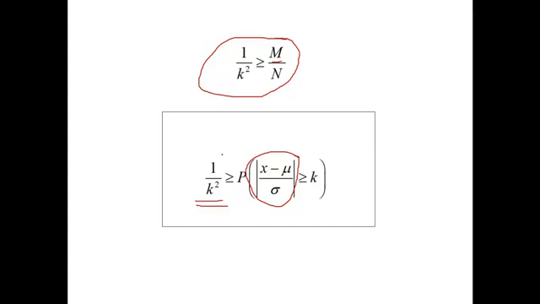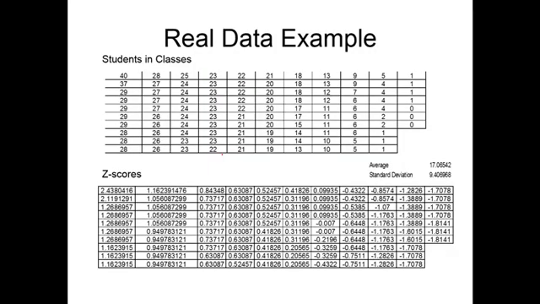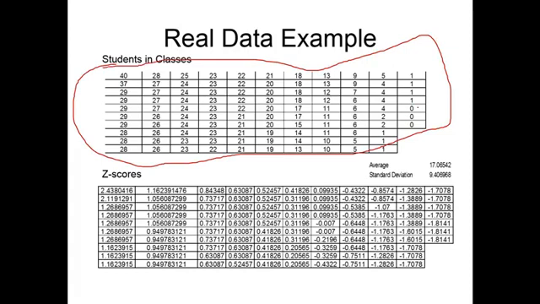Now, what all does it tell us? Well, let me take some real data here. I went to one of the departments and I looked at the classes that they were offering, and I looked at the number of students that they had in each class. That's this right here. I even included some of the research classes that only a few students enroll in.